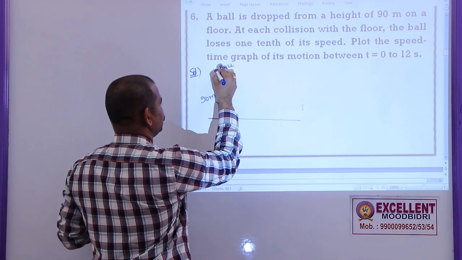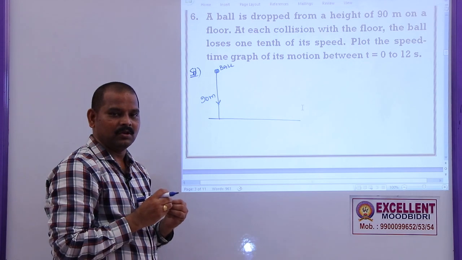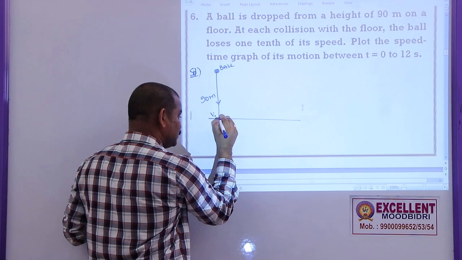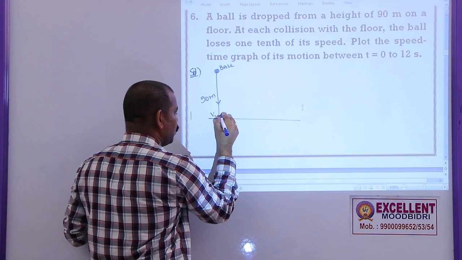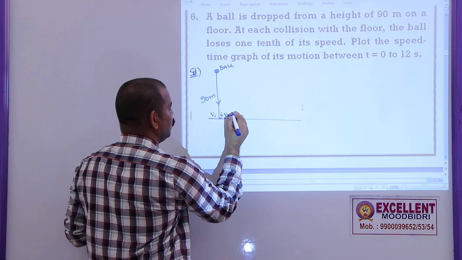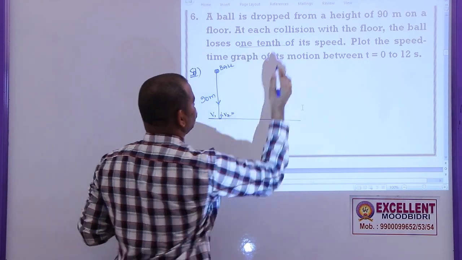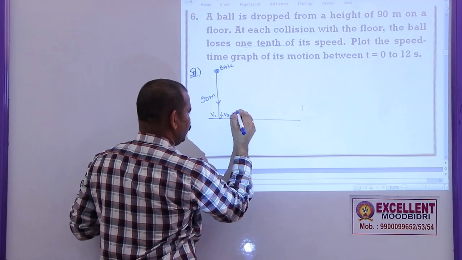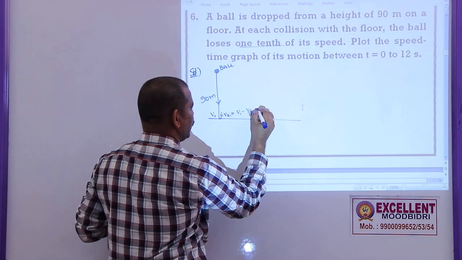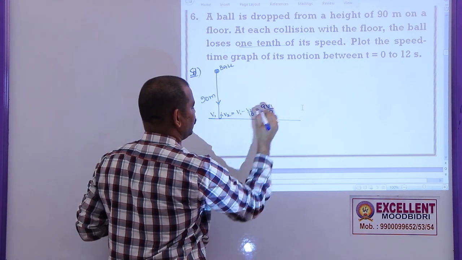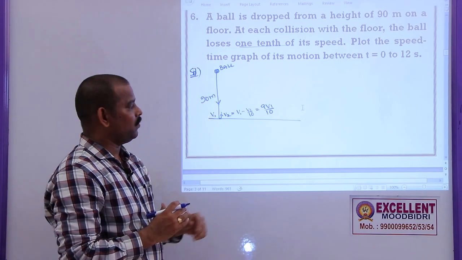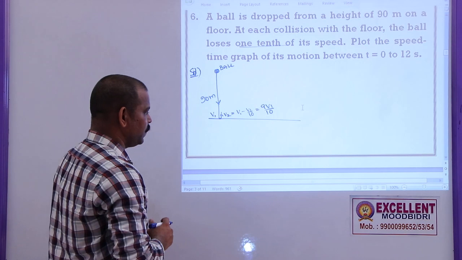So, here the velocity is 0. For any freely falling body, initial velocity will be 0. Here the velocity, let us say, is v1. But after striking the ground, while going up after rebounding, the velocity, let me take it as v2, it is losing 1/10 of its velocity, that is v1 minus v1 by 10. So, you can write this as 9 v1 by 10. While striking the ground the velocity is v1, while rebounding the velocity is 9 v1 by 10.